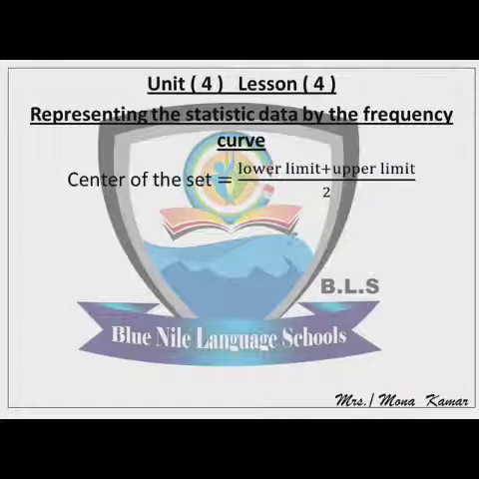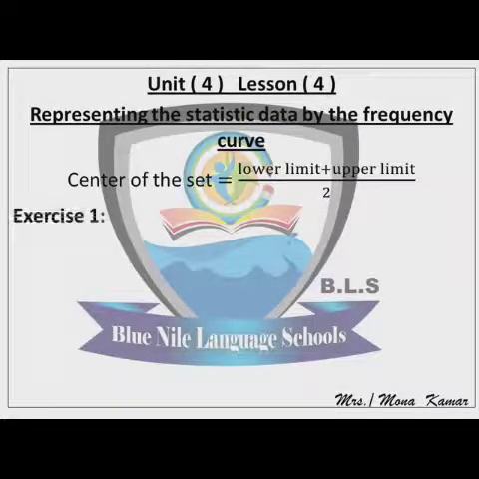First, we have to know what is the center of the set. If we have a set that begins with 10 and ends with 20, what is the center of the set? We have to add the lower limit and the upper limit of the set and divide the summation by 2. So the center of the set equals lower limit plus upper limit over 2. For a set that begins with 10 and ends with 20, the center will be 10 plus 20 over 2, equal 15.